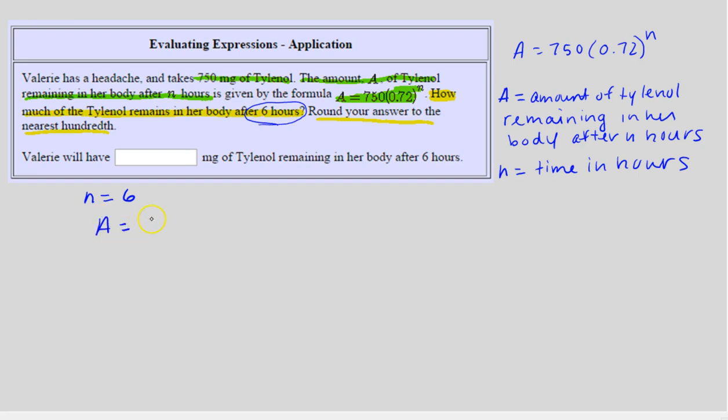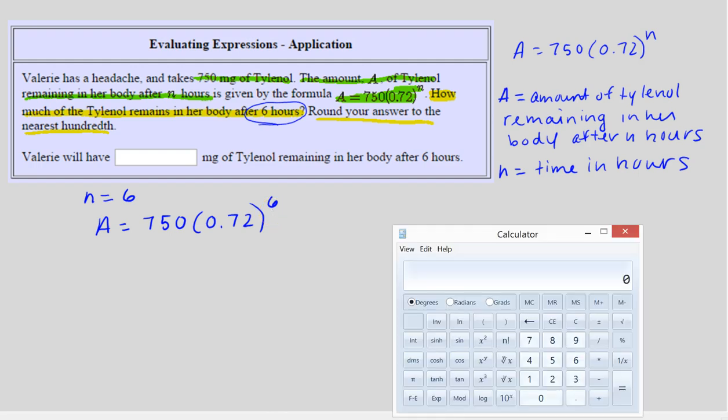So I'm going to go ahead and copy this entire expression. We're solving for A, that's the amount left, replacing n with 6. Now, since this is a decimal raised to an exponent, it'd be a little bit difficult to evaluate by hand, so I'm just going to use the calculator on my computer. You probably have a fancier one, but this one will do.